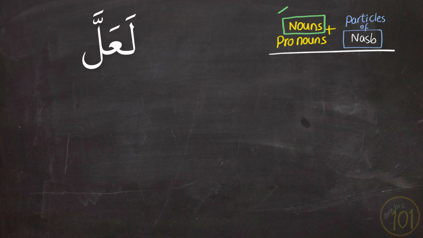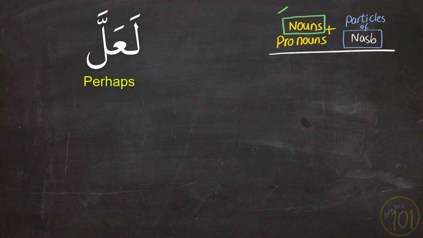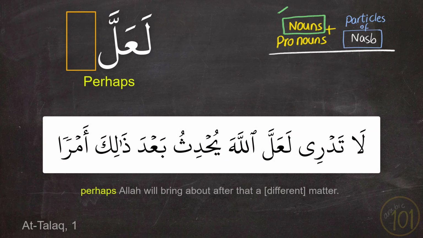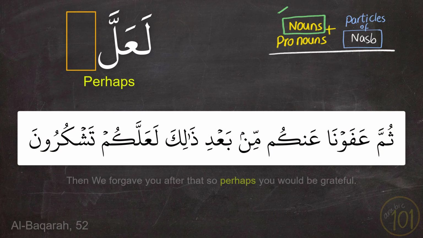Finally, is the particle la'alla, which means perhaps. This particle is quite common in the Quran, and you will specially see it used attached to pronouns, and it causes the noun after it to have Nasb or Fatha, like in these examples. لا تدري لعل الله يحدث بعد ذلك أمرا. ثم عفونا عنكم من بعد ذلك لعلكم تشكرون.